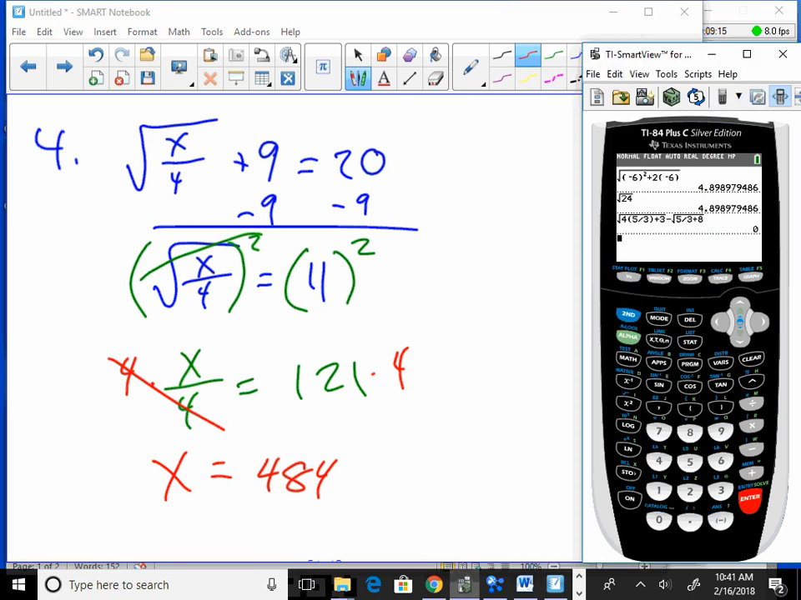So to quickly check it, I'm just going to type the original problem in, replacing the x with a 484. And then make sure I arrow out of the root before I add the 9. And I do get the answer of 20. But if my calculator had come out and told me the answer was negative 20, then I would say, oh, it's a false solution, and then I would have had no solution. So again, just double check all of your answers and make sure they really work, because you could have false solutions.